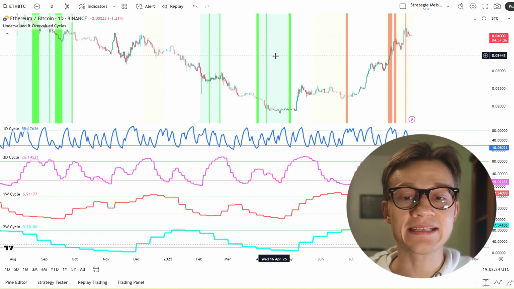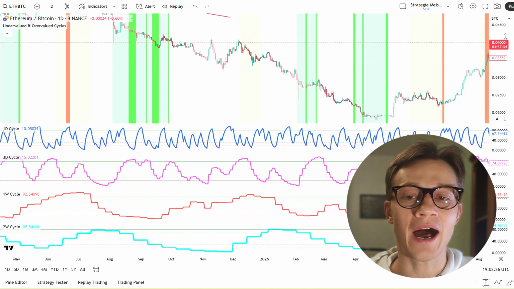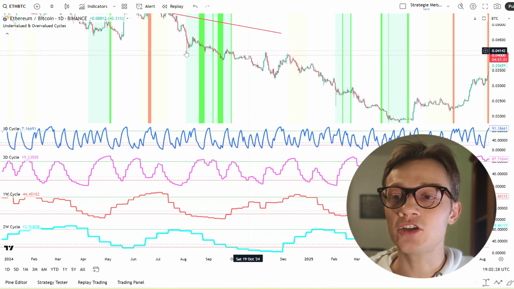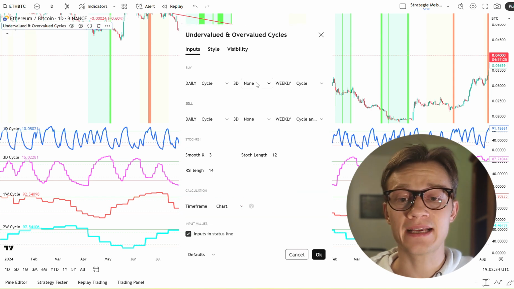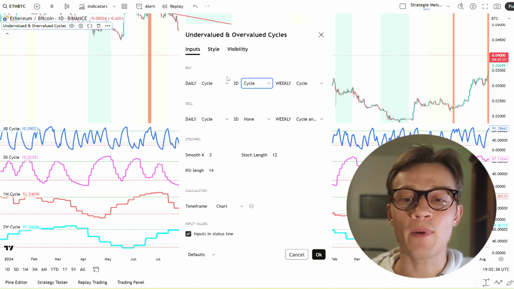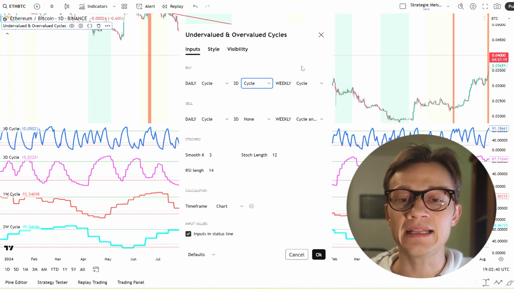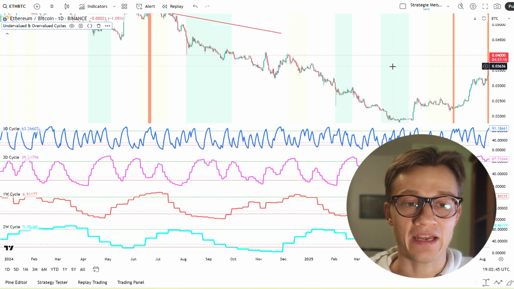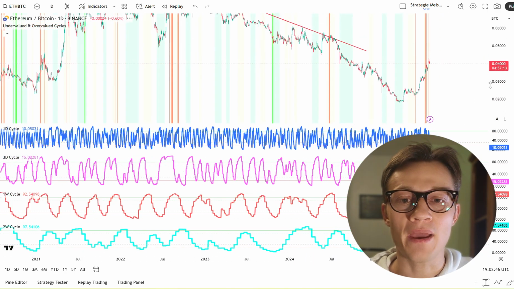Let's go into Ethereum and let's understand how we can use this indicator for altcoins. Now, for altcoins, I recommend adjusting the settings, and I recommend selecting cycle in this 3-day zone. Now, you're only going to see the buy signals when all these three indicators, the weekly, the 3-day, and the daily, go below 20. And if I zoom out, there are really not many buy signals.